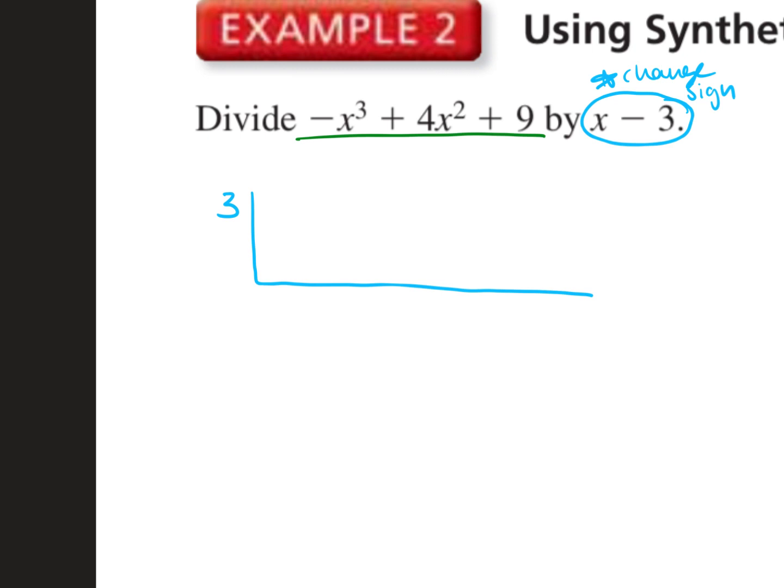But just like before, we have to make sure all of our terms are represented. So am I missing any terms here? An x. I have an x to the third power, x to the second power. I'm missing x to the first power. So in this spot, I'm going to put a 0x. Now I'm going to put the coefficients of each of these. So in the box, I'm going to put a -1, 4, 0, and 9.